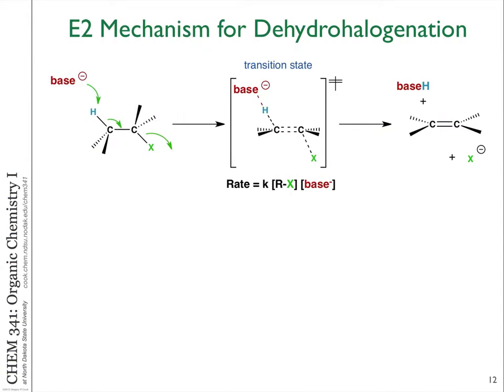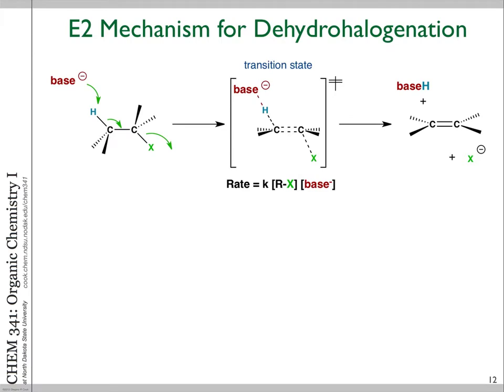Here's more details of that E2 elimination mechanism. This is all occurring at the same time. So the base that's present, usually alkoxide, is pulling off the proton at the same time. The electrons flow down to form the new double bond and the halogen leaves. And here is the transition state.